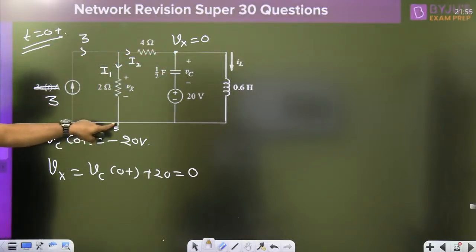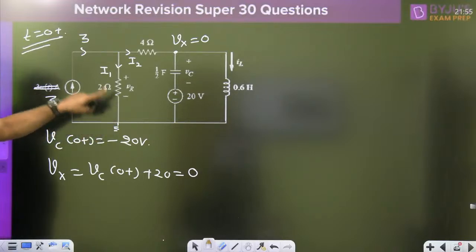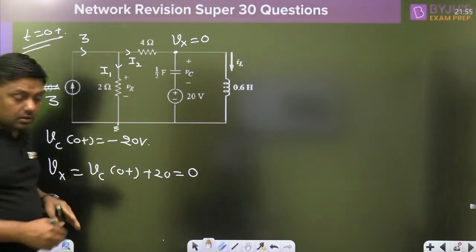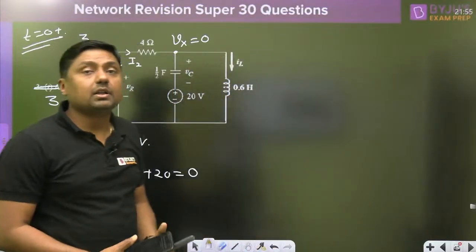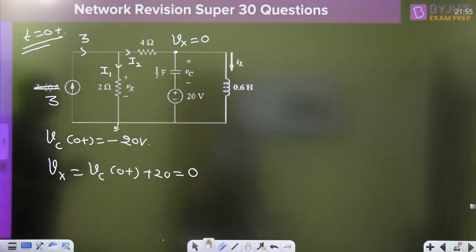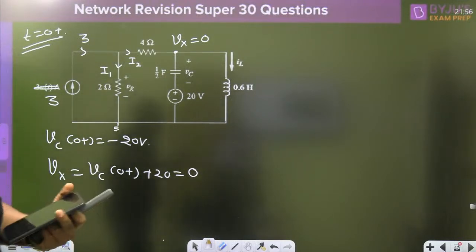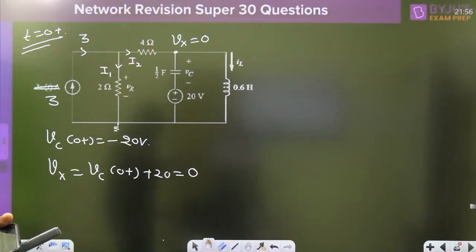Always remember, we can apply the current division rule when the two resistors are in parallel, and when the voltage across those two resistors is equal. Give me the answer. What is the answer for this question, everyone? That is very, very important.